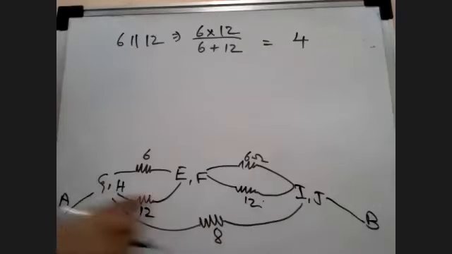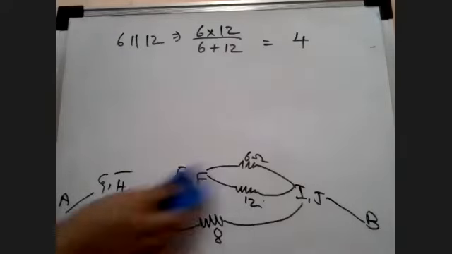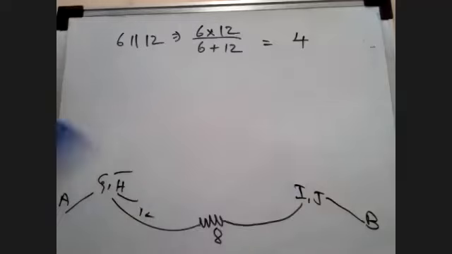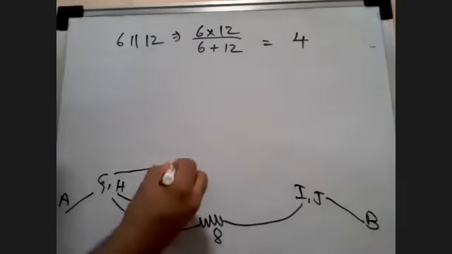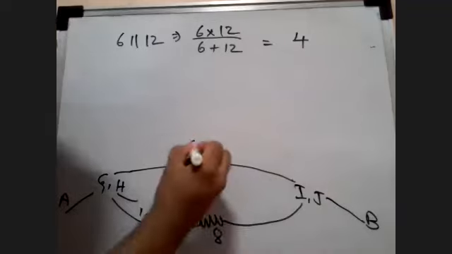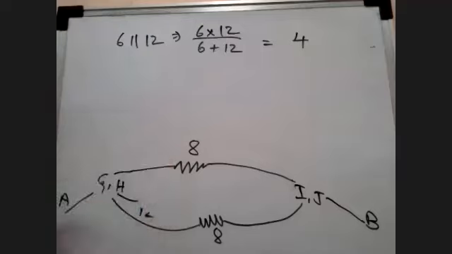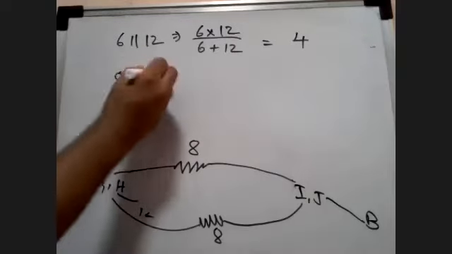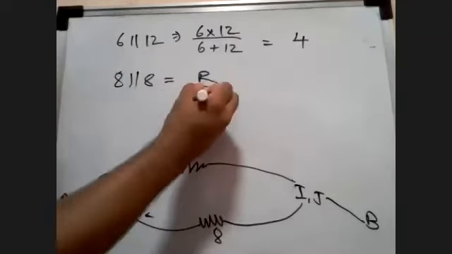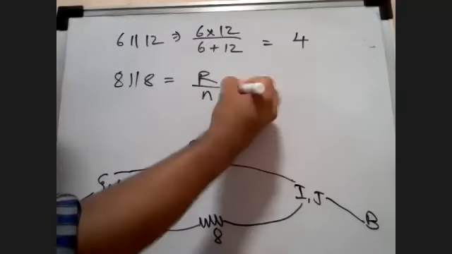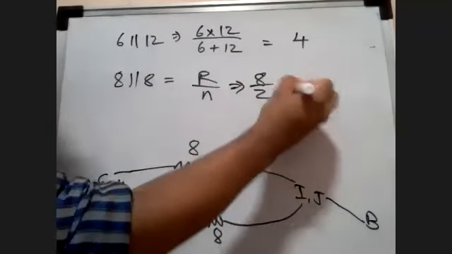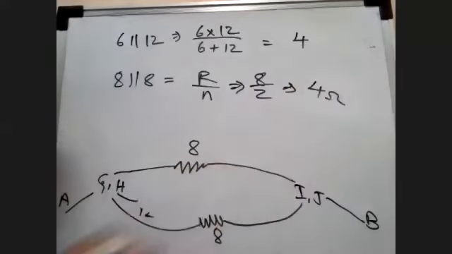So ultimately, I can just rub this entire sum of resistors here. And I can say that there is an 8 ohm resistor because it was repeating twice. So 4 plus 4, 8. 8 parallel with 8 is simply R upon N. Here N is 2. So I can say 8 by 2. And so that is going to give me 4 ohms. So the equivalent resistance over here is going to be 4 ohms. Okay.